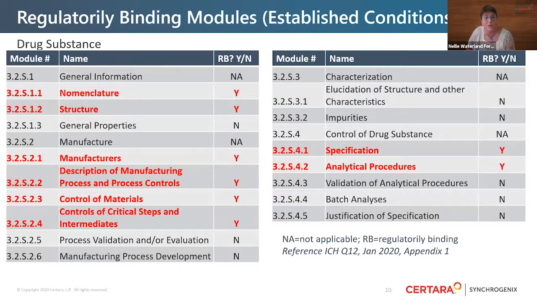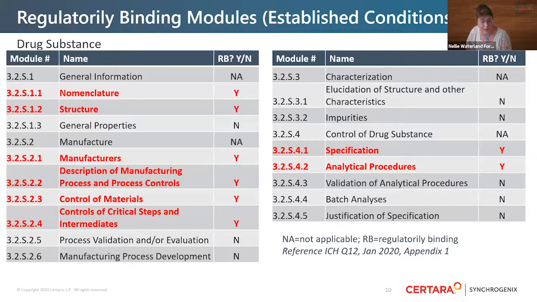Okay, so nomenclature, structure, manufacturers, description of the manufacturing process and controls, control of materials, controls of critical steps and intermediates. These are all regulatorily binding modules and will all require an additional thought. You know, is there too much detail? Did I include too much information here?